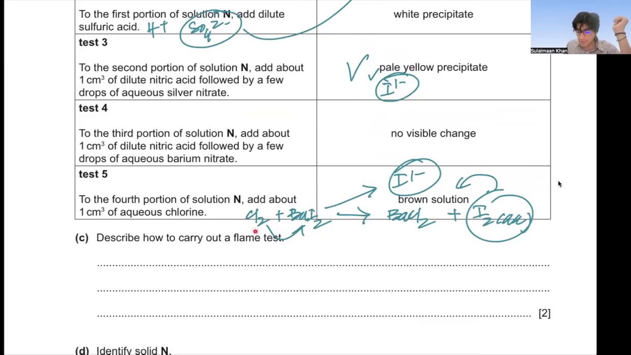You could react it with chlorine, and if it turns brown, that's further confirming that it's the iodide ion, because the iodide ion, the I minus, was being displaced to form iodine, a brown solution.